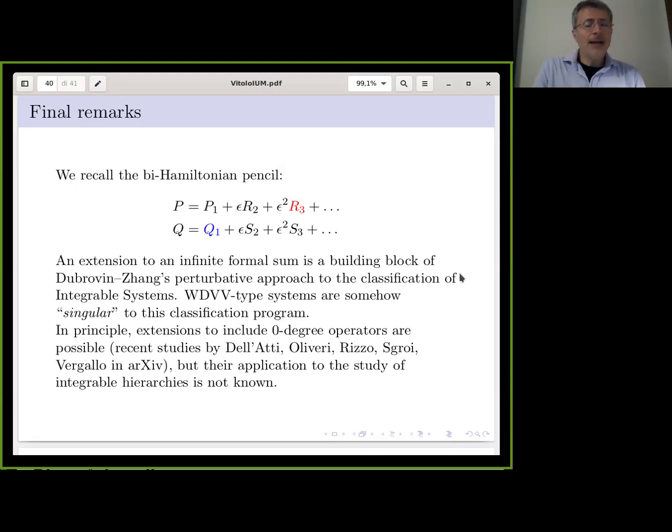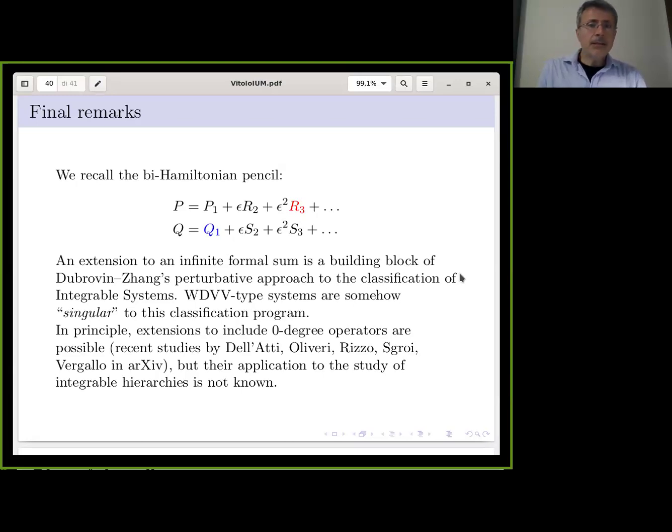This kind of situation can be extended also to the left, because one could introduce 0-degree operators. So consider the sum of 0 plus first-degree operators. This was studied; such a study was introduced many years ago by Mokhov and others. Recently, it has been continued by other people: Delatti, Oliveri, Rizzus, Groiger, Gallo. There are some papers on arXiv, but without direct application to the study of integrable hierarchies.